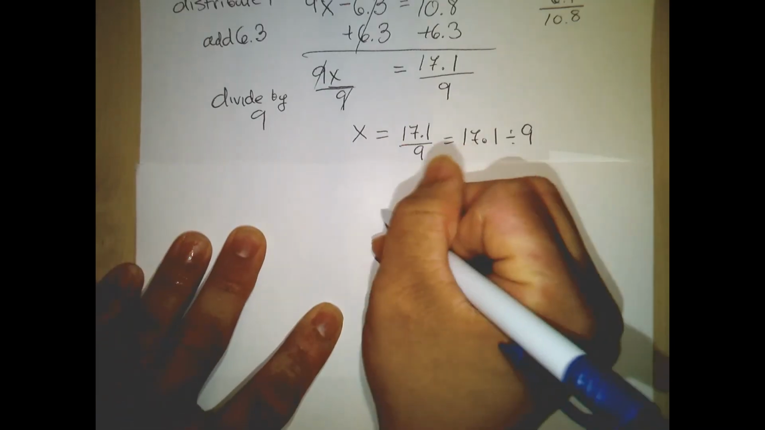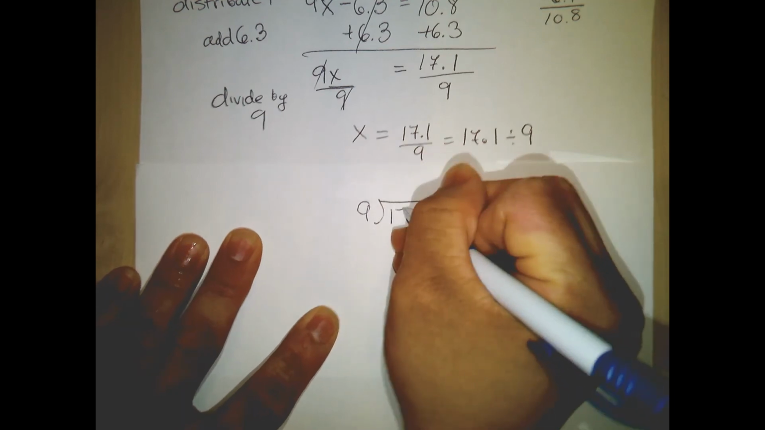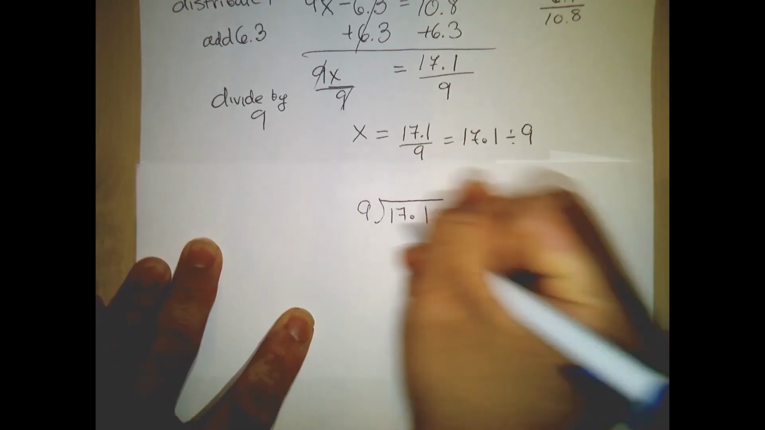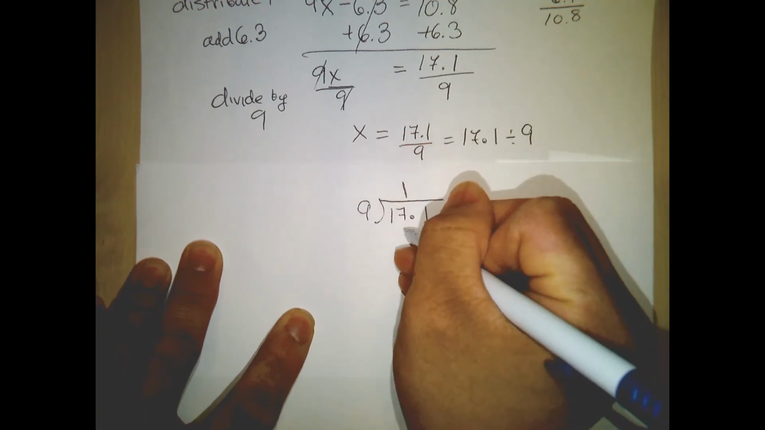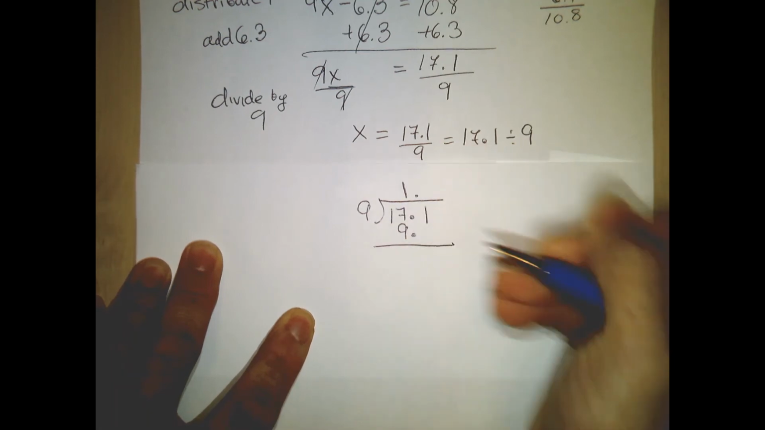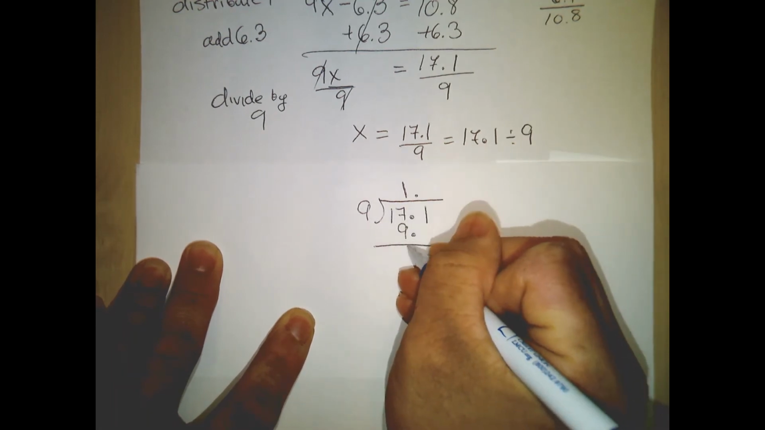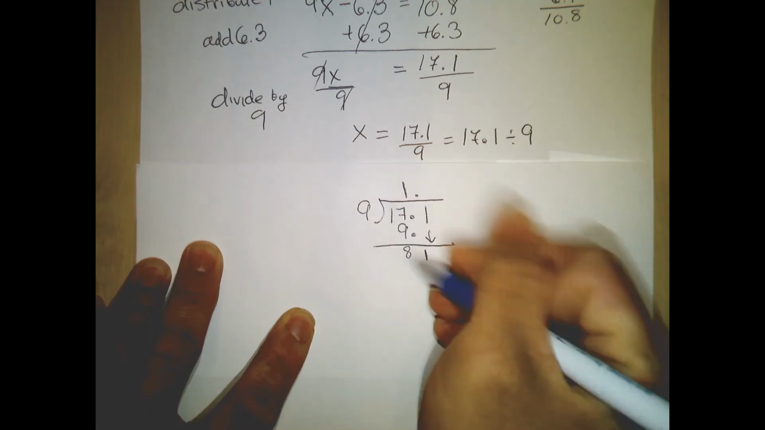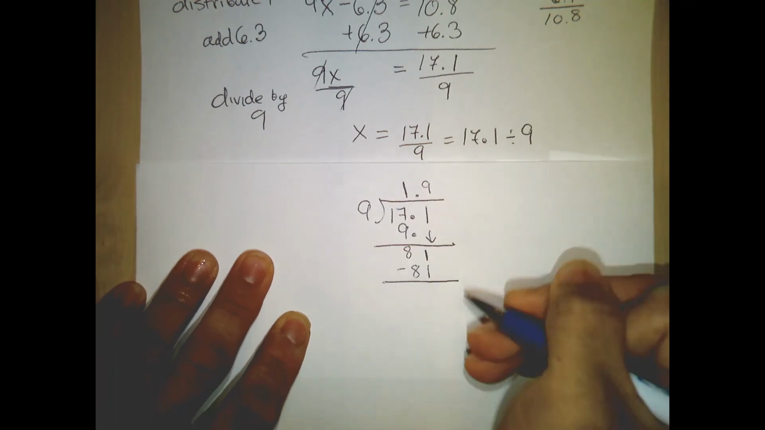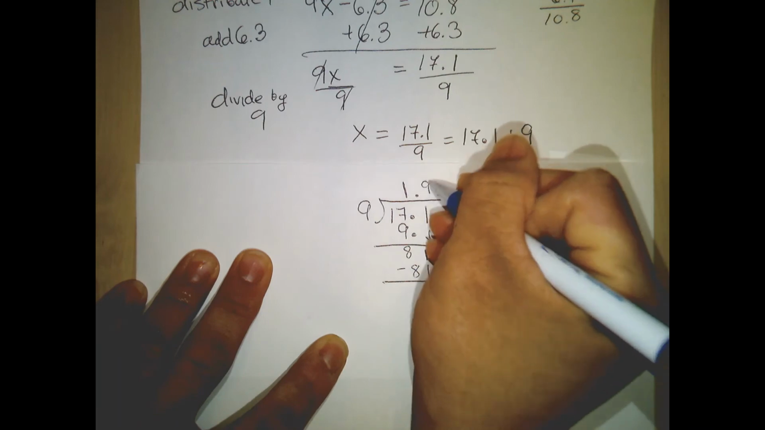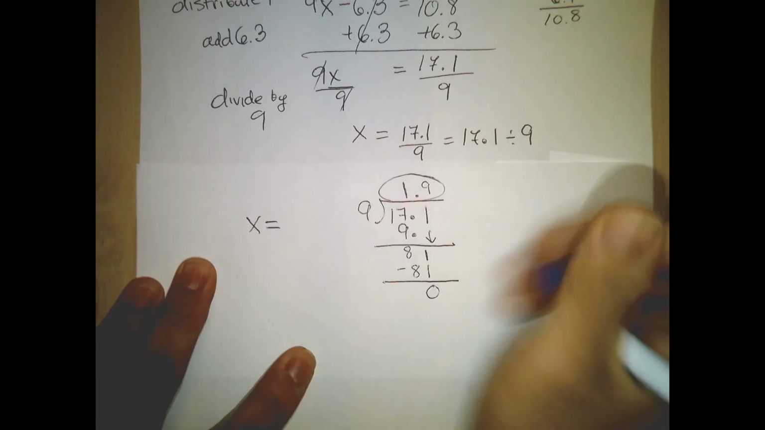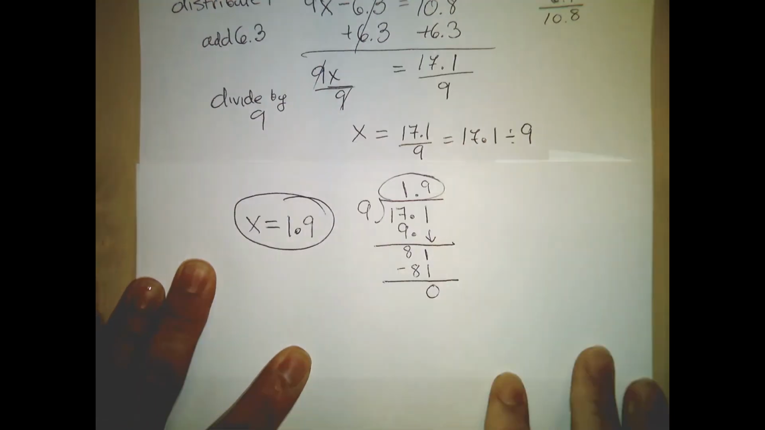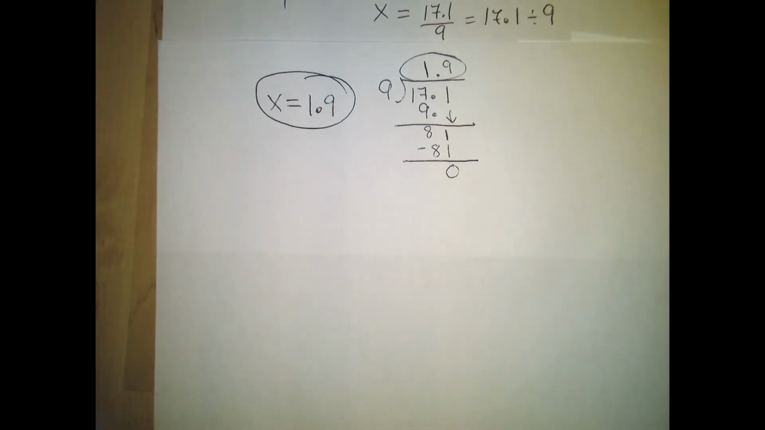So we have 9 goes into 17.1. So 9 goes into 17 one time. And 1 times 9 is 9. So let's line up the decimal point. And 17 minus 9 is 8. Bring down the 1. And 9 goes into 81 9 times. 9 times 9 is 81. So 81 minus 81 is 0. So the remainder is 0. So that means that x is equal to 1.9. All right, let's do one last example here.